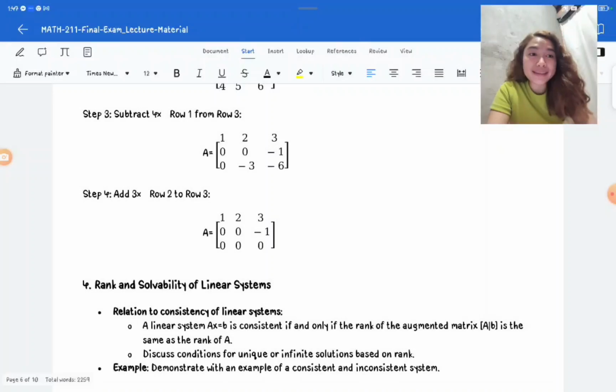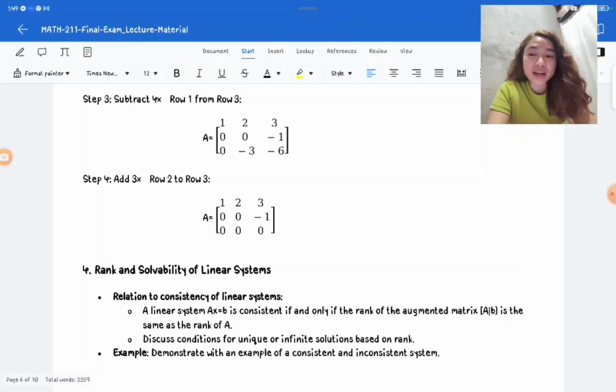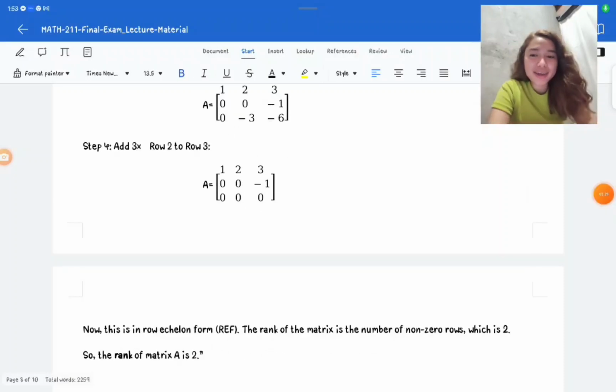And our last step, step 4: we're going to add 3 times row 2 to row 1, so that we come up with all zeros below. And now this is a row echelon form, or REF. The rank of the matrix is the number of non-zero rows, which is 2. So the rank of the matrix A is 2.